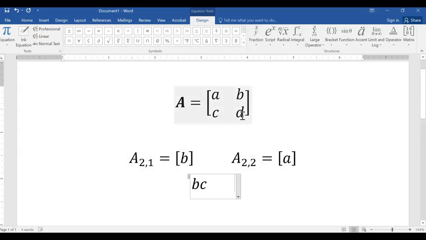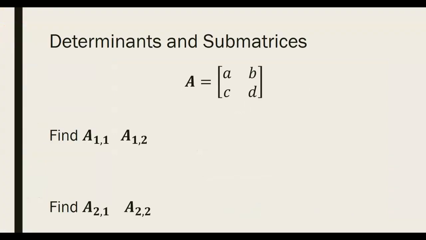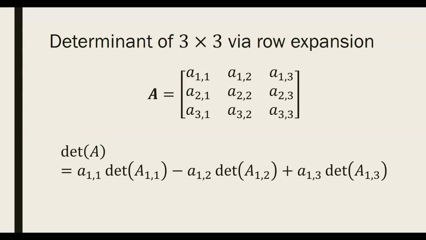and then what's the 2, 2 entry? Well, it's D multiplied by the submatrix element. So we just get A times D. Now, if we just put a plus in between them and a negative on the BC, all of a sudden we get a determinant. So what's happening here is that determinants are showing up by sort of a row expansion using submatrices. And it turns out this can always be done.